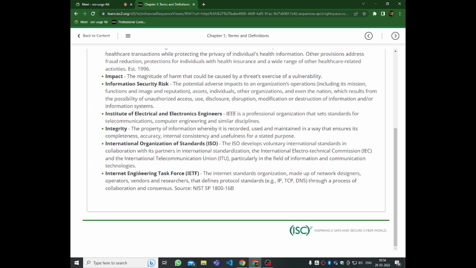And the last one is the Internet Engineering Task Force: the Internet standards organization made up of network designers, operators, vendors, and researchers that defines protocol standards through a process of collaboration and consensus.